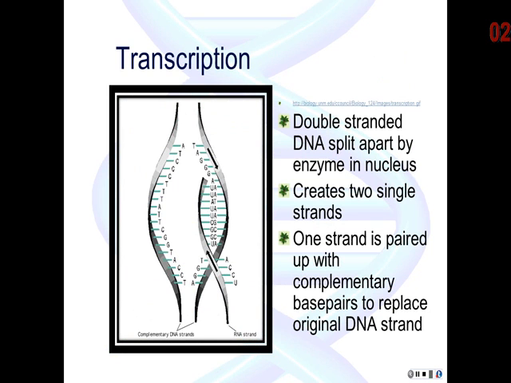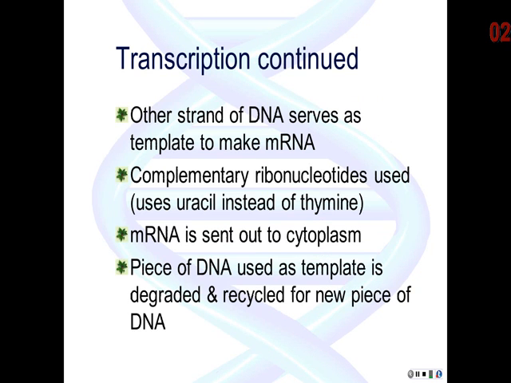In transcription, the double-stranded DNA is split apart by an enzyme in the nucleus. This will create 2 single strands of DNA. One strand is going to serve as a template to be paired with the complementary base pairs to replace the original strand of DNA. The other strand of DNA will serve as a template to make the RNA in the form of mRNA. It will use the complementary ribonucleotides. It will use ribonucleotides instead of deoxyribonucleotides because it will be making RNA. This means it will use uracil instead of thymine.